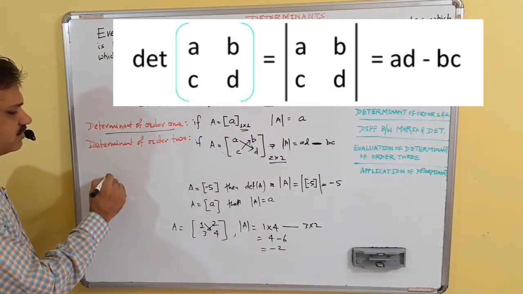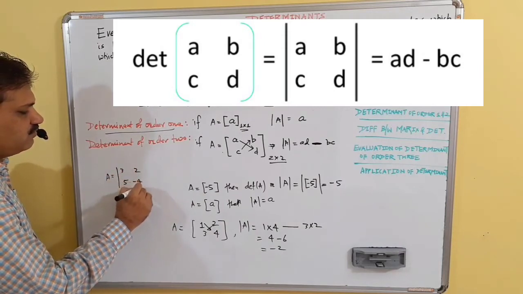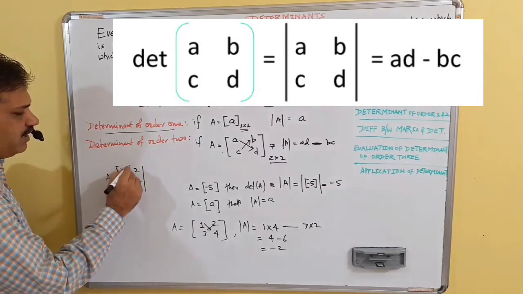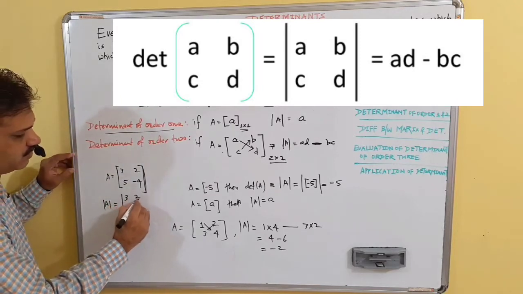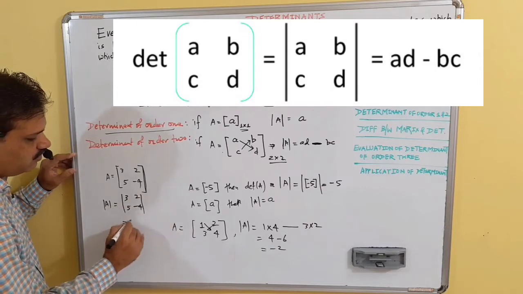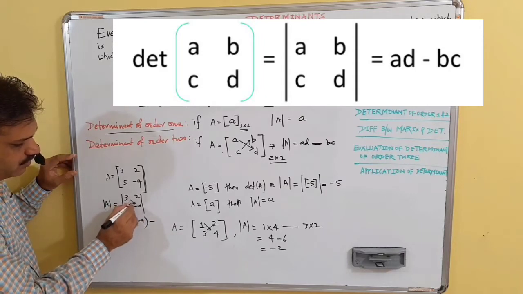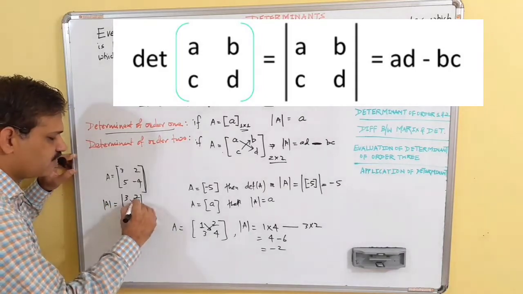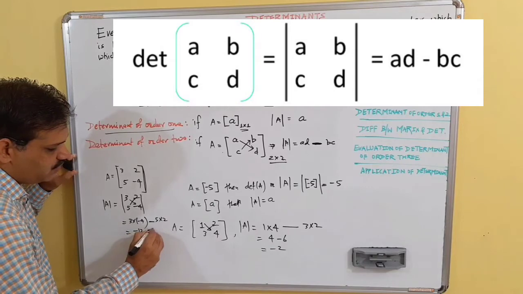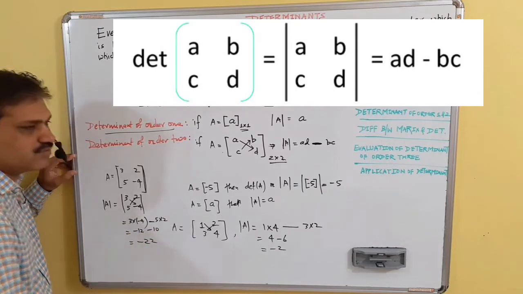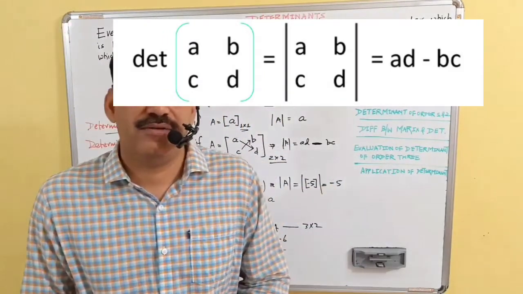Well, if I have a matrix A equal to 3, 2, 5, minus 4, then its determinant is equal to determinant of 3, 2, 5, minus 4. That will give me 3 into minus 4, the product of elements in leading diagonal, minus, so minus is there, 5 into 2. This will give me minus 12 minus 10, that is minus 22. This is how we find the determinant of a square matrix.